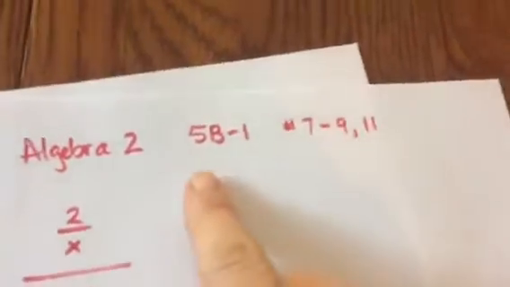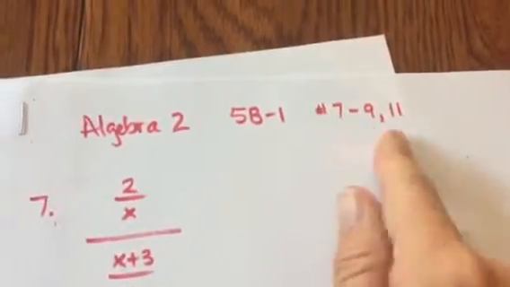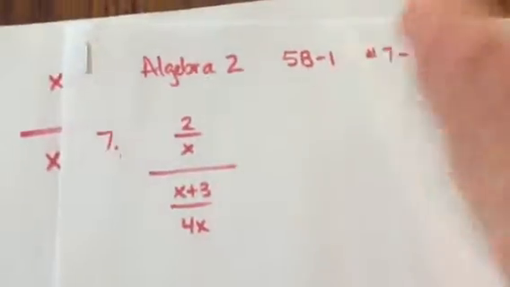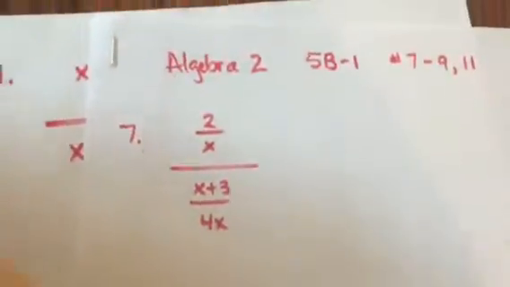This is for Algebra 2, 5B-1, numbers 7 through 9 and 11. And this is complex fractions.